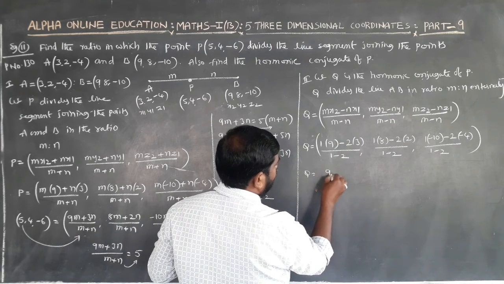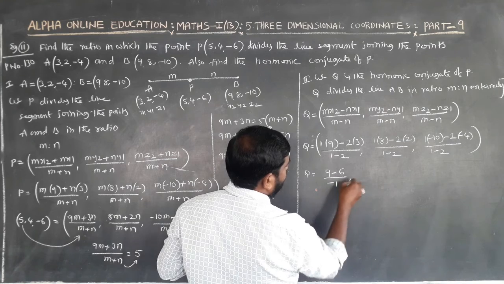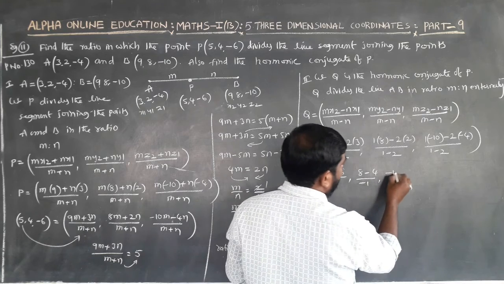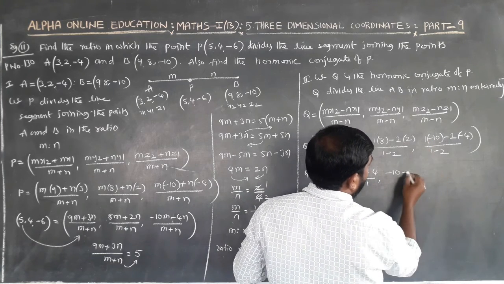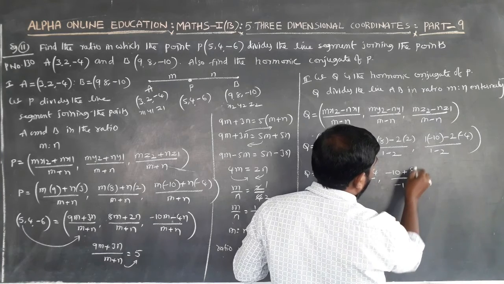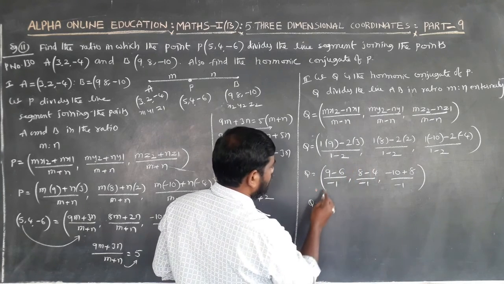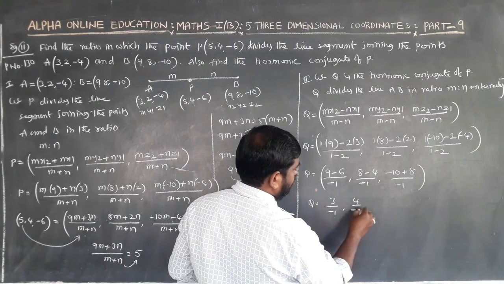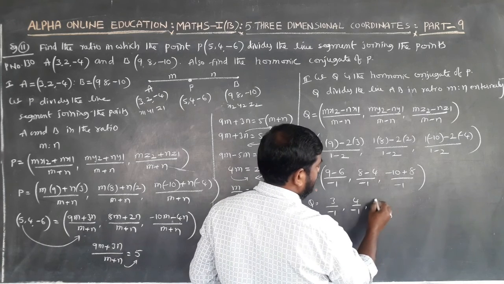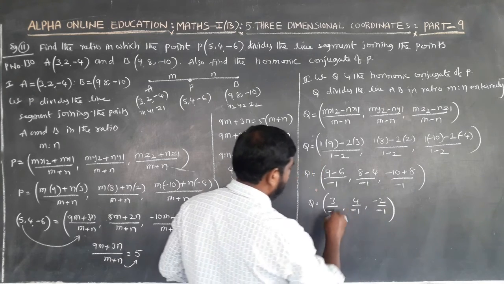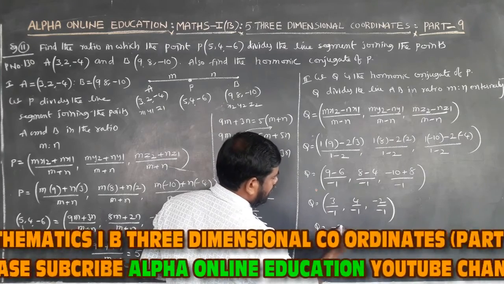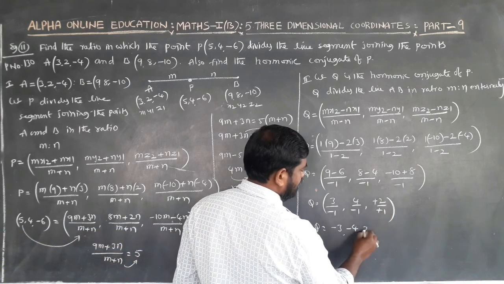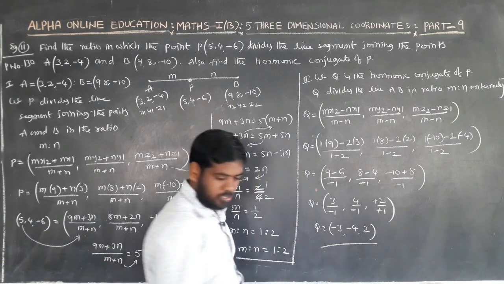Q is equal to (1 times 9 is 9, 2 times 3 is 6) by -1, (1 times 8 is 8, 2 times 2 is 4) by -1, (-10 times 1 is -10, minus into minus plus 2 times 4 is 8) by -1. Q is equal to (9 - 6)/(-1), (8 - 4)/(-1), (-10 + 8)/(-1). So Q is equal to 3 by -1 which is -3, 4 by -1 which is -4, and -2 by -1, the minus signs cancel, is equal to 2.